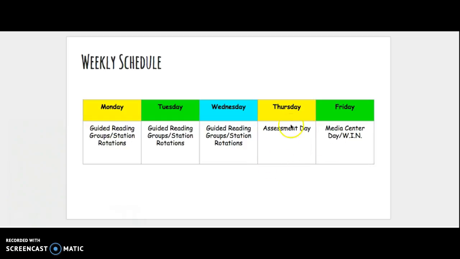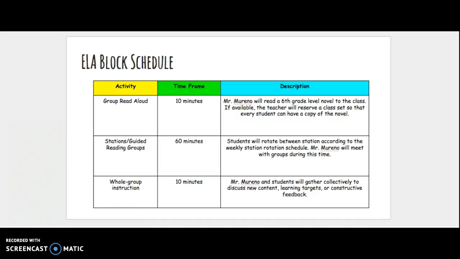On Thursday, students will take a short assessment. That will either be 10 questions or longer, but the shortest one would be 10 questions. And then on Friday, we will do Media Center Day and what I need, and I'll explain in just a moment what I need is.